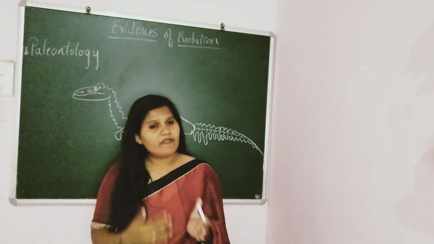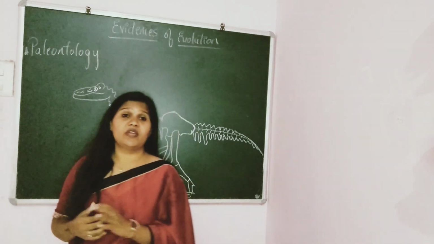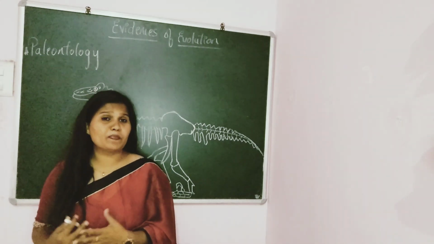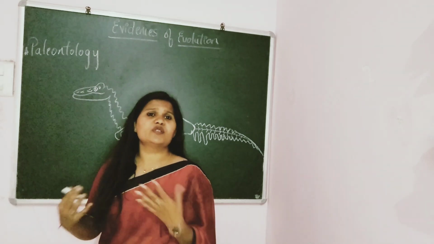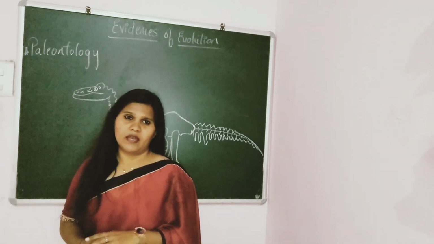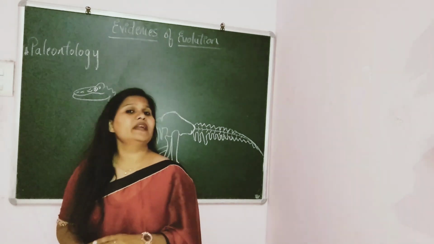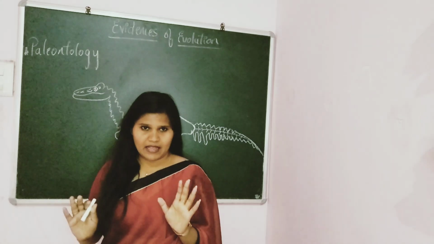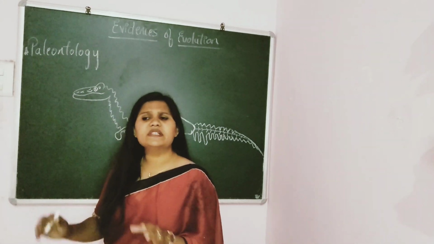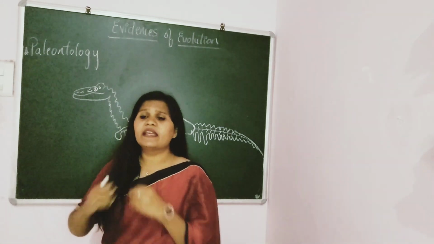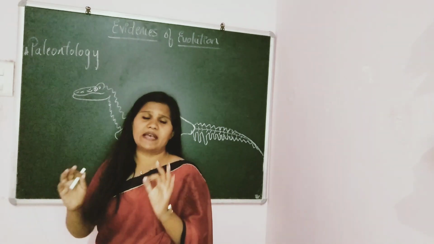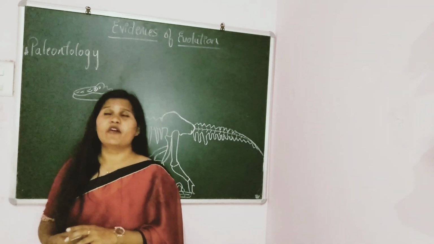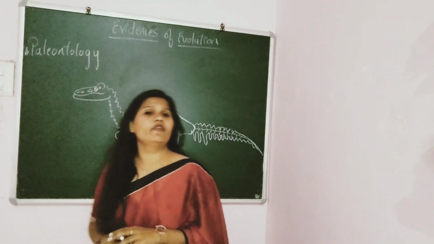In previous videos we studied the theories, like panspermia and special creation. According to the special creation theory, the creation was as it is. The theory states that God came and created all the organisms just as they are now. But it is not so true. In order to prove this, we have the evidences of evolution.